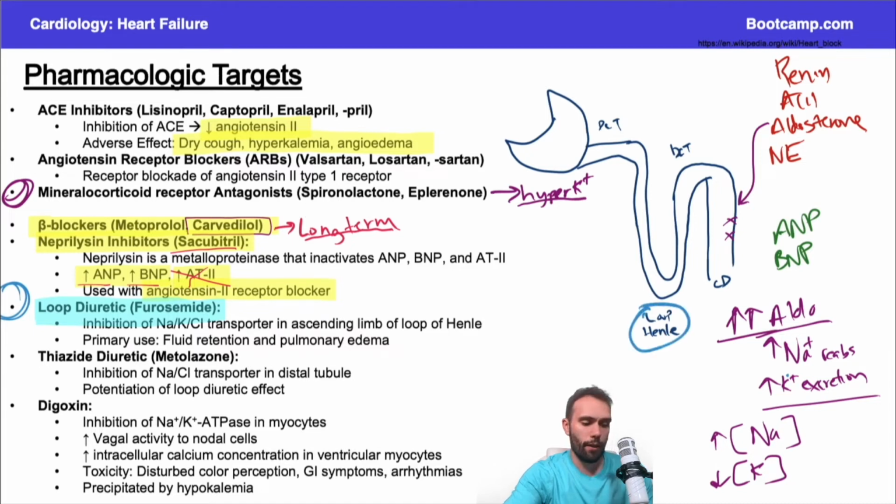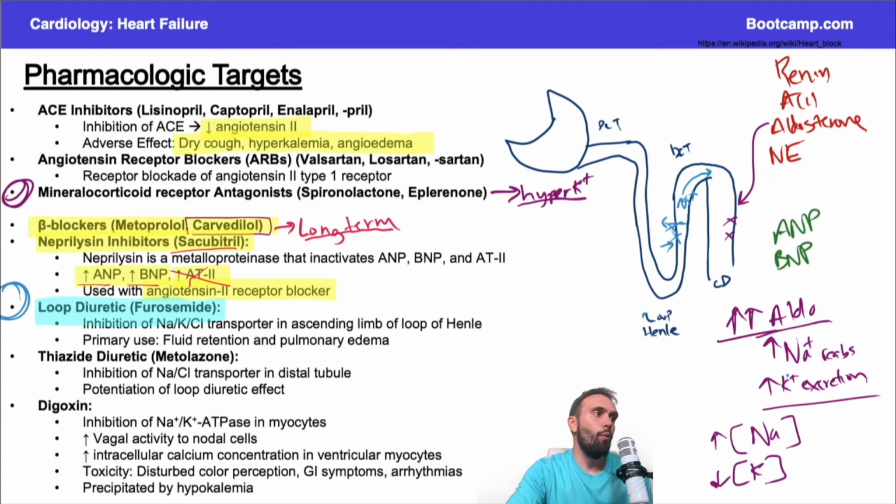It acts in this area, and there's a transporter here, a sodium potassium chloride transporter. It's in the ascending loop, so it's right around here, and it's going to essentially block those transporters. So what is that going to do? By blocking those transporters, it's going to keep the sodium here in the tubule. If I keep the sodium in the tubule, I prevent it from going through back into the blood.